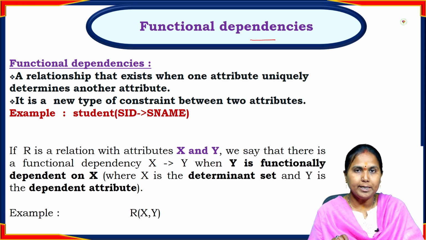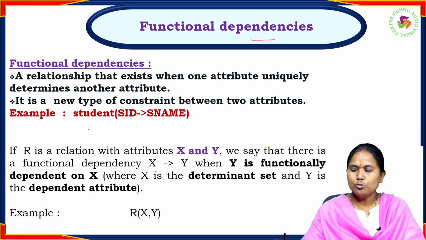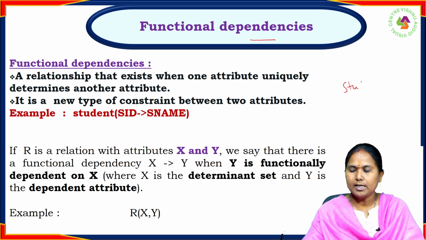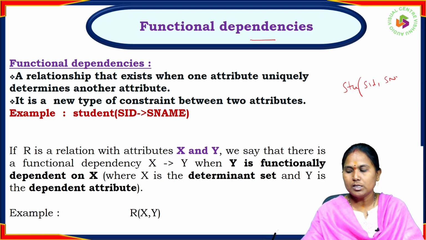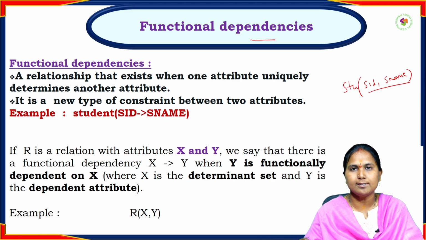Every determinant uniquely identifies the dependent value. That is called the functional dependency set. See here, suppose Student is the relation name. In this, student ID and student name are the two attributes. How can we say a functional dependency exists?